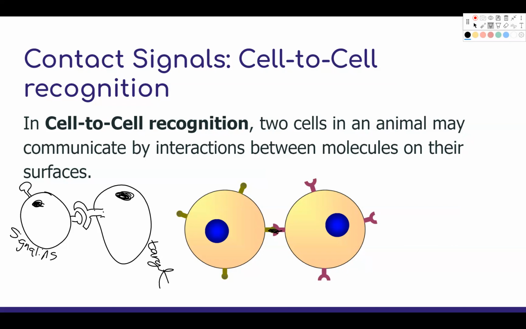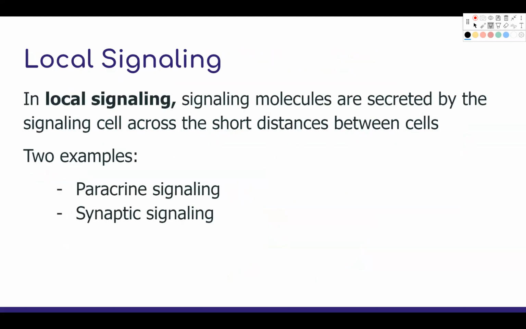So those are our two types of contact signals. Cool so far? All right, we're going into local signaling. In local signaling, molecules are secreted by a signaling cell. So a signaling cell actually puts out the signaling molecules, like out into the environment, but they don't go very far.